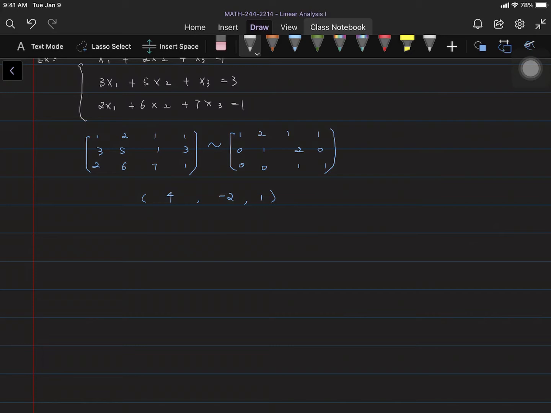Let's take a look at the definition. It's called Gaussian elimination. That means the process of reducing the augmented matrix to row echelon form and then using back substitution to solve the equivalent system is called Gaussian elimination. So the definition for Gaussian elimination.